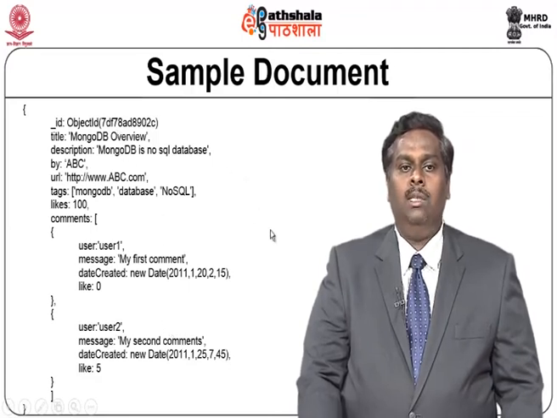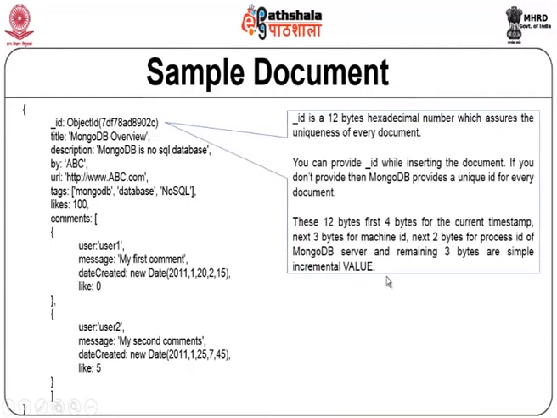What we spoke of as an object ID is actually a 12-byte hexadecimal number which makes every document unique. Actually, as I mentioned, when you create a document, you can provide your own document ID, that is, while inserting the document, you can provide your own document ID, else MongoDB itself will provide a unique ID for every document.